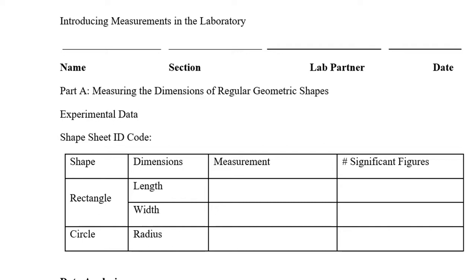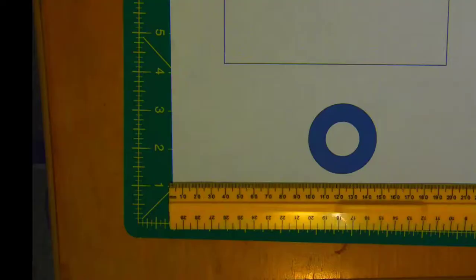Let's go ahead and look at the objects we'll be measuring. So we have the rectangle at the top, the circle at the bottom, and the circle we'll be measuring the outside diameter of. I wanted to also say a few things about the measuring device we'll be using. So we have a ruler here that we'll be using.